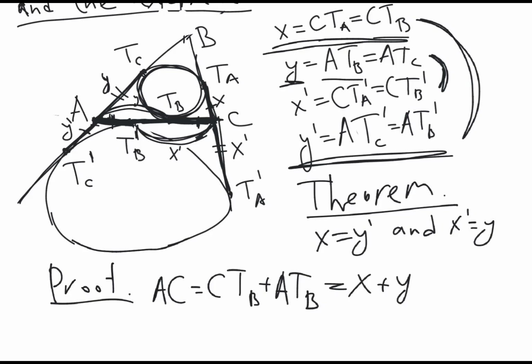Right, on the other hand, AC is equal to ATB prime plus CTB prime, right? So it's equal to ATB prime plus C.